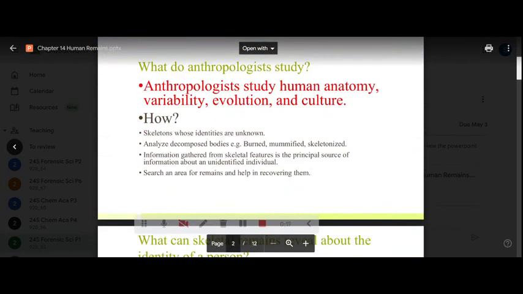So what do anthropologists study? Anthropologists study human anatomy, variability, evolution, and culture. How? They analyze skeletons whose identities are unknown and decomposed bodies, such as burned, mummified, or skeletonized. Information gathered from skeletal features is the principal source of information about an unidentified individual. Okay? And they also search an area for remains and help in recovering them.